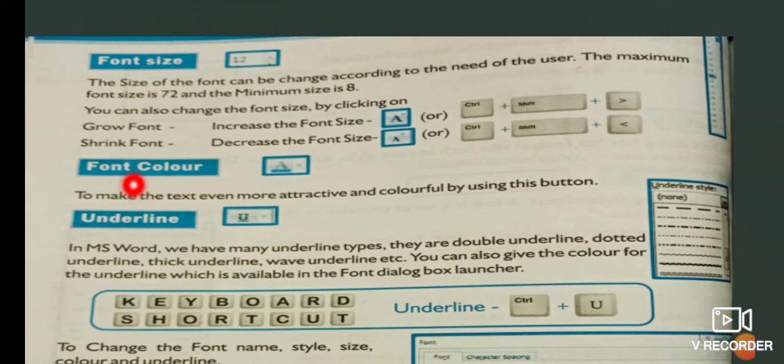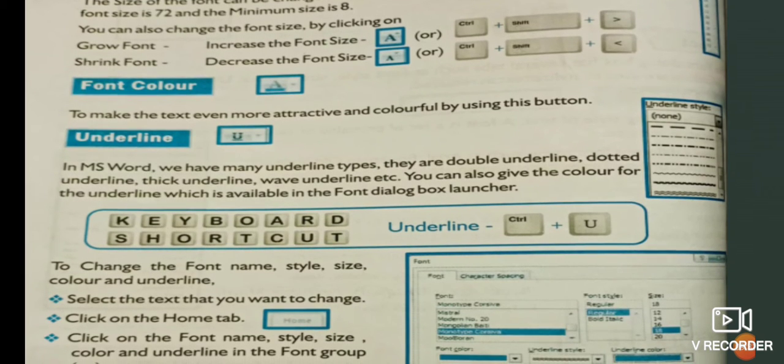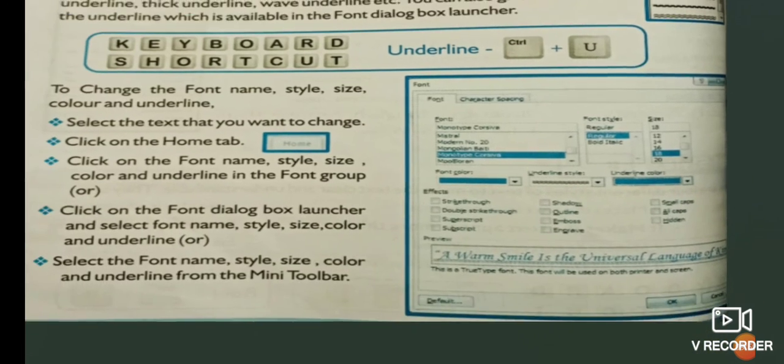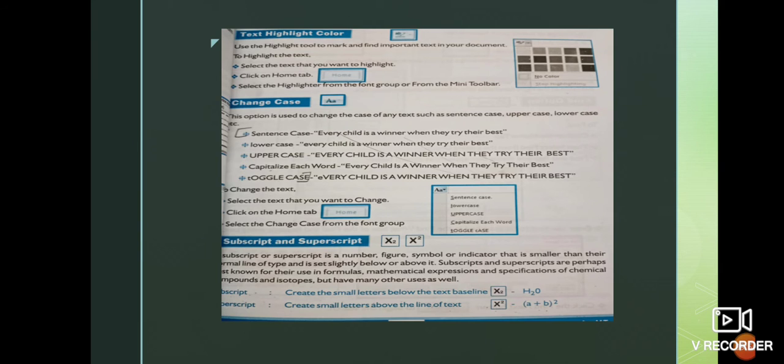And then if you want to make your text a little more attractive by giving colors to it, you have to press the option called A. It will list a lot of colors. And then if you want to underline, you have to click the option called U, or if you are using the keyboard, you can press Ctrl plus U. For a particular text alone, if you want to underline, you have to select the text and then underline.